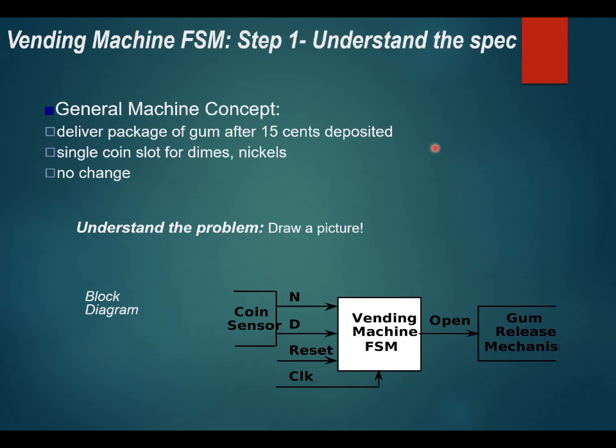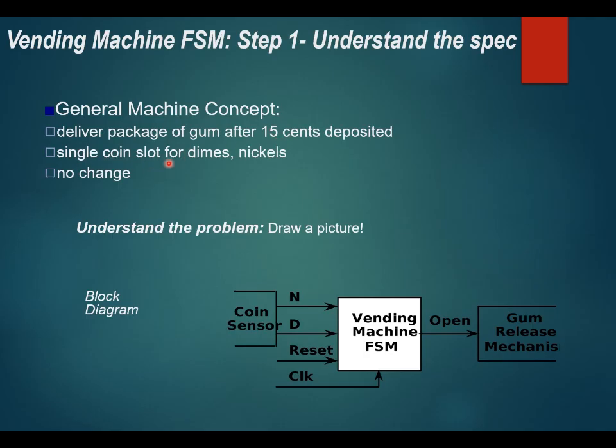Let's look at the first example, which is the vending machine. So the first step is to understand the specification. One of the ways to understand the specification is to draw the block diagram of the system you want to design. This vending machine is selling a gum which costs 15 cents each. The vending machine has a single coin slot.